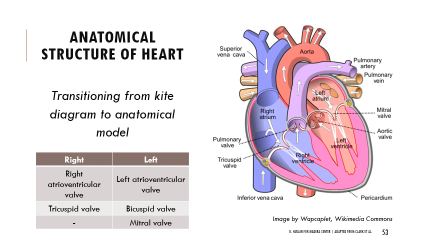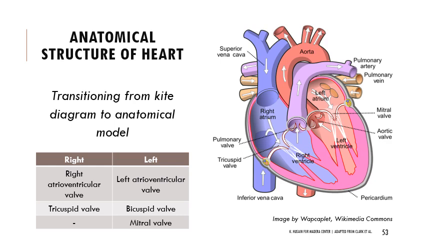I mentioned those valves already, but I also wanted to point out there's a couple different names for them. So on the right side of your heart, separating the right atrium from the right ventricle, we have the tricuspid valve. That's what I usually call it, but it's also called the right atrioventricular valve. That word sounds very long and confusing. It just means separating the atrium and the ventricle.